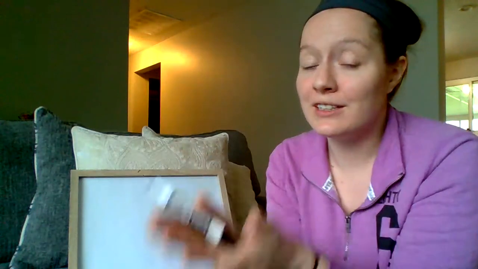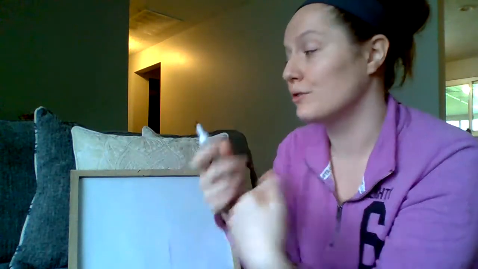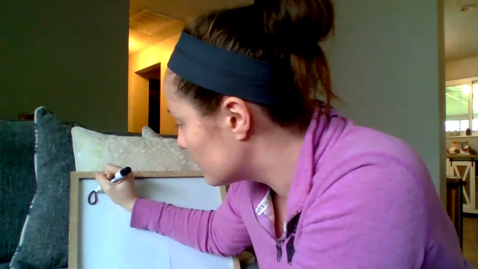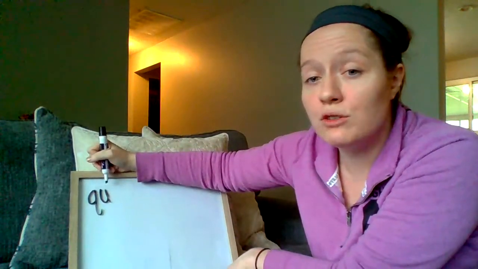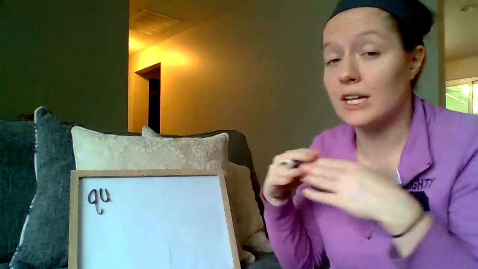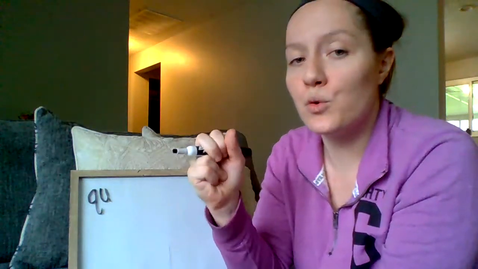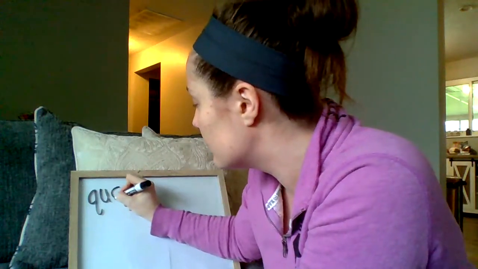Now, what letters say qu? Q, U. So we need to write Q, U. Now remember, Q and U always go together. So we hear that qu, we have to have the Q and the U together. Okay. Quote. Qu. O. What letter?